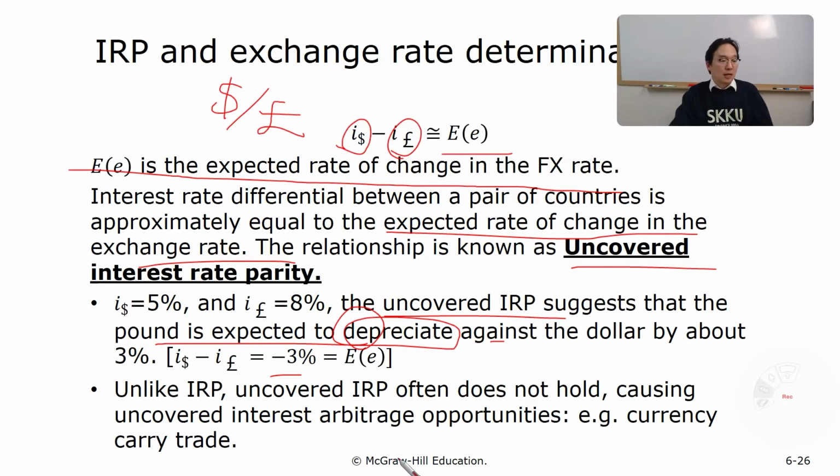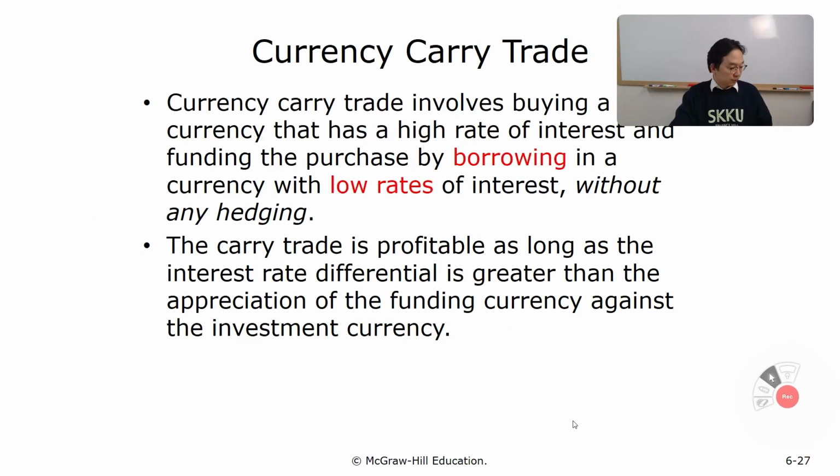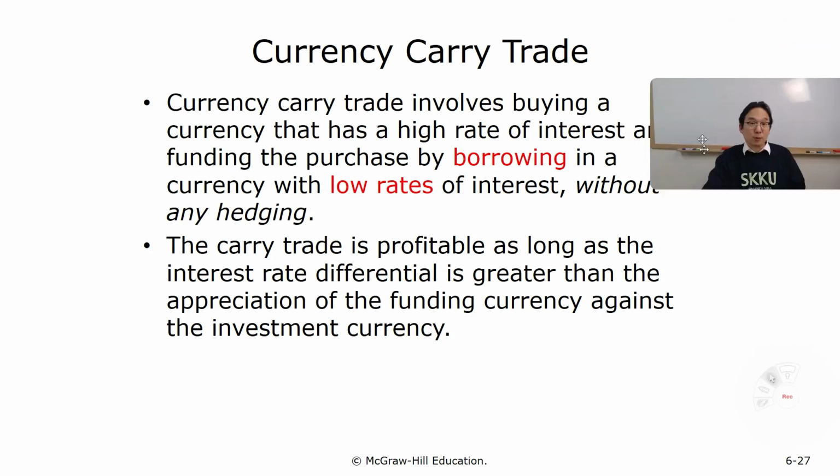Unlike IRP, uncovered IRP often does not hold, causing uncovered interest arbitrage opportunities. For example, something called the currency carry trade, which I will describe in the next slide. Now, currency carry trade, what is this about?